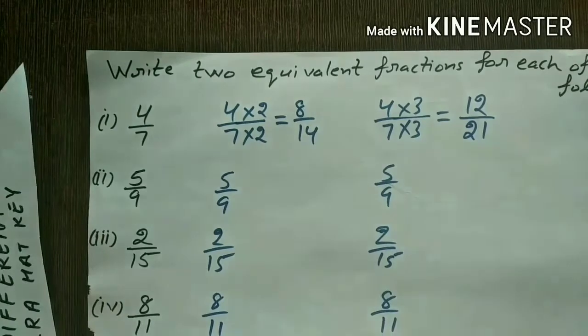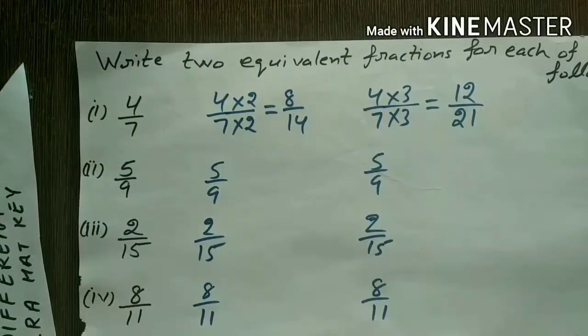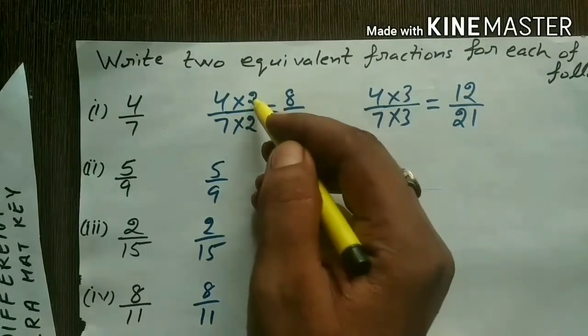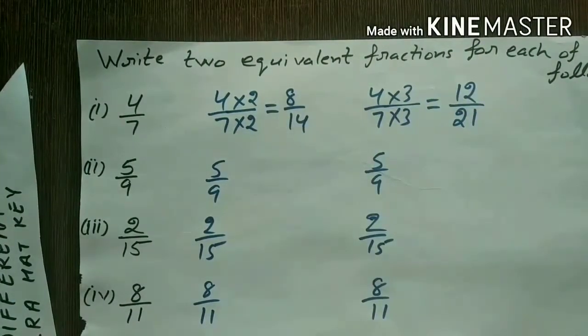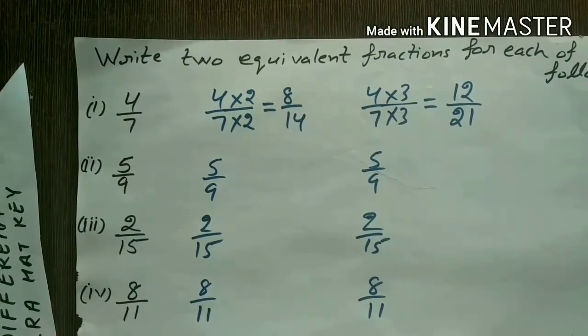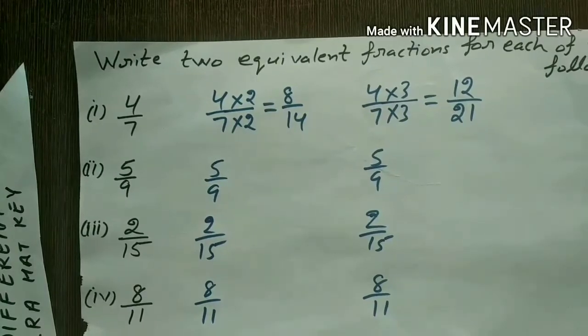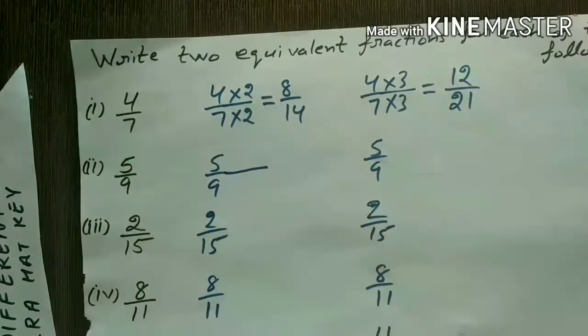Okay. Now student, someone asked me the question: sir, where did 2 or 3 come from? So student, there is no fixed criteria. You can multiply it with 2 or multiply it with 3. You can multiply it with any number, but I have taken a smaller number for your convenience. Okay, let us take some other number than 2 and 3.